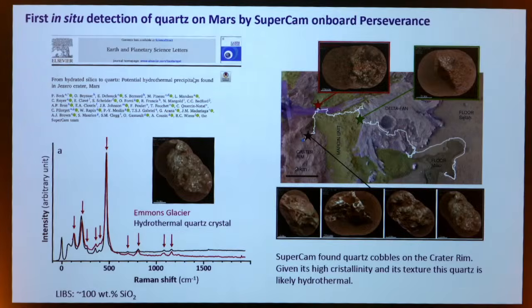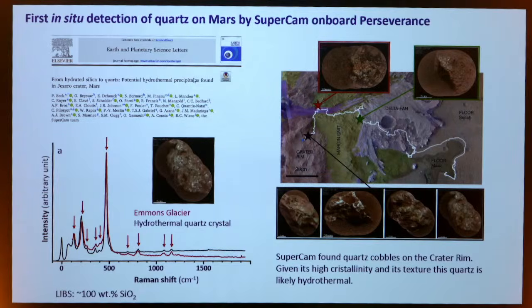So I will start with this recent paper coming from the SuperCam team on board Perseverance. So Perseverance, exploring Jezero crater, found some light tone float rocks represented on the right, mostly on the margin unit and on the crater rim. And we did some LIBS on some of these float rocks, and the LIBS indicated that these rocks are composed of pure silica. We did some Raman spectroscopy on the one delineated in black below here, like the Emmons Glacier target. And we found a spectrum like the red spectrum here, which is compared here to the spectrum of hydrothermal quartz crystal in the lab.